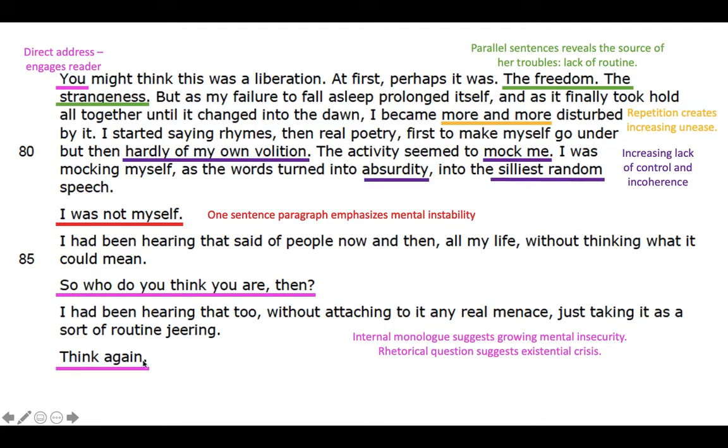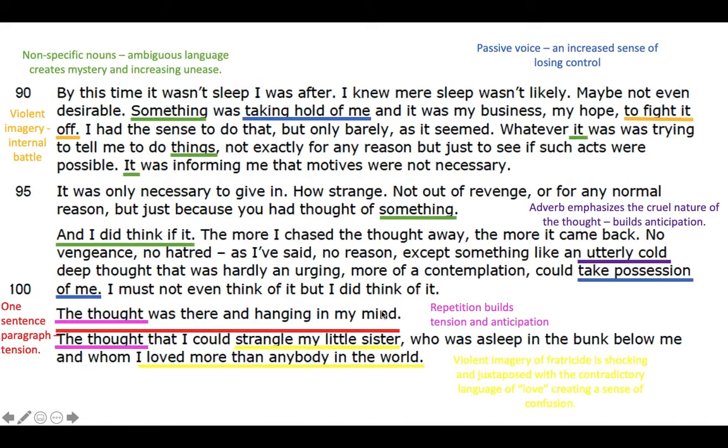So I feel like this is the internal dialogue here. Sorry, I shouldn't have said monologue there. But it suggests a growing mental insecurity, because the rhetorical question suggests again an existential crisis where she is starting to think about, well, who am I? I don't feel like myself, but who am I supposed to feel like? So she is definitely having a bit of a rough time.